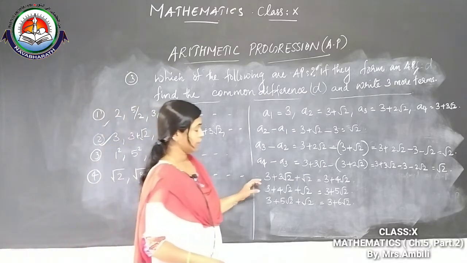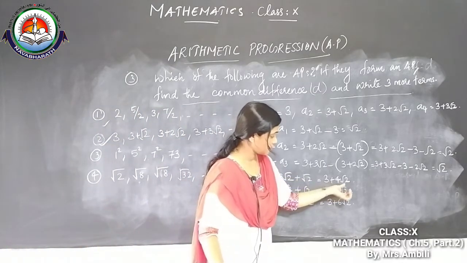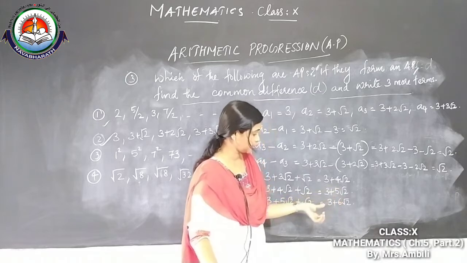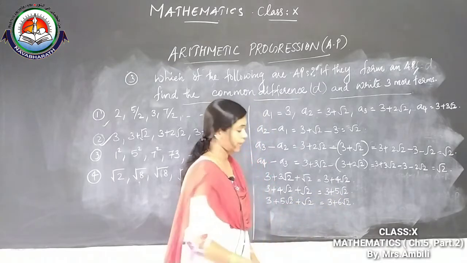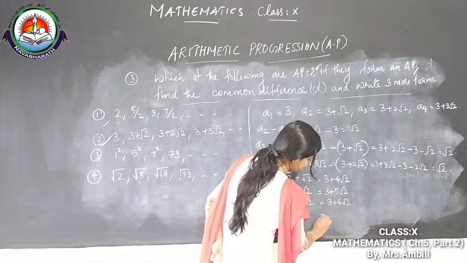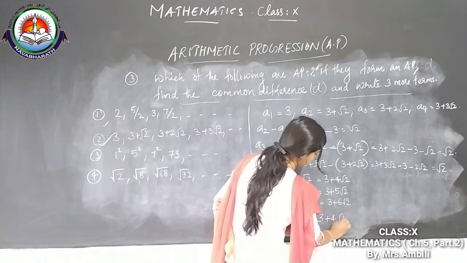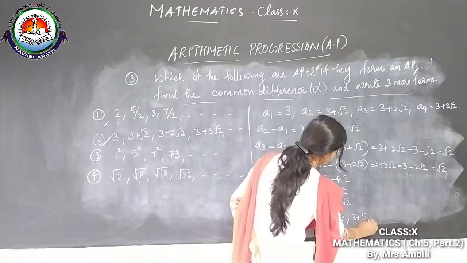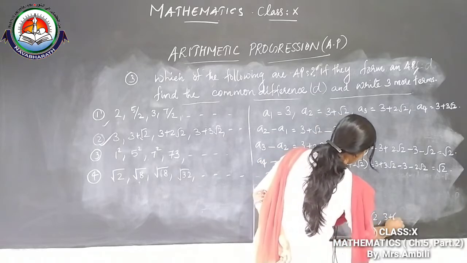Okay. Now, we got the next 3 terms: 3 plus 4 root 2, 3 plus 5 root 2 and 3 plus 6 root 2. So, write the next 3 terms are 3 plus 4 root 2, 3 plus 5 root 2, 3 plus 6 root 2.